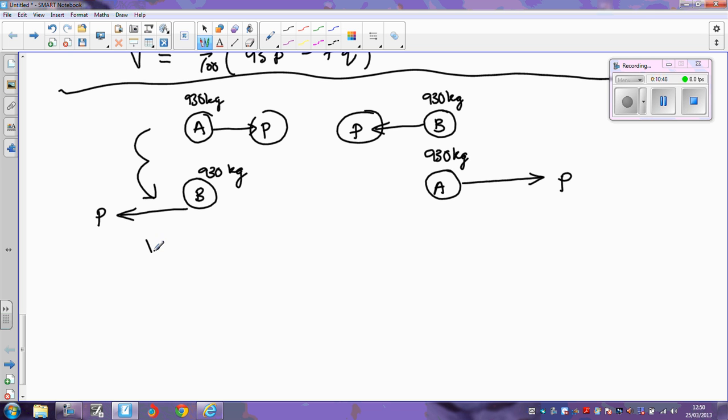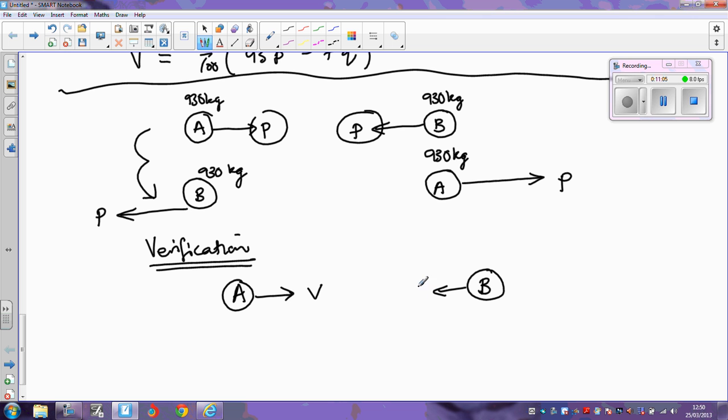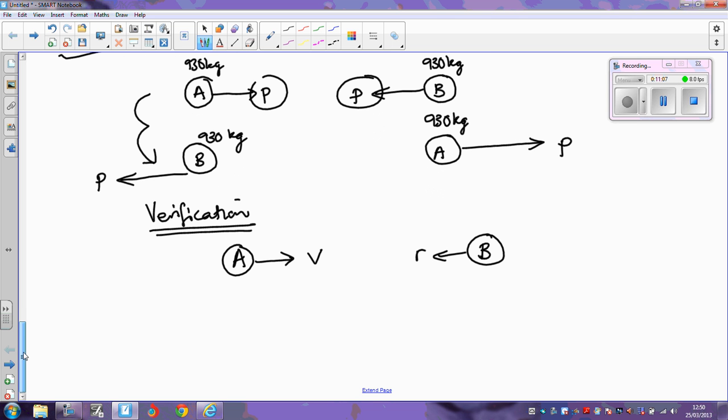Now let's just verify that. Okay, so the verification that they are looking for. We know that after the second move, A is travelling with speed V, and B is travelling with speed R. And we worked out expressions earlier for those. We know that V is equal to 1/100 of 93p minus 7q, and we know that R is equal to 1/100 of 93q minus 7p.